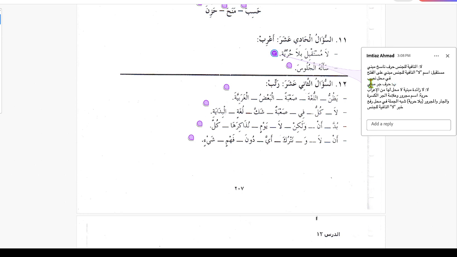fi mahalli nasbin, and ba is harf of jarrin mabni, and la is la zaida mabniyatun la mahalli laha min al i'rab, no place in i'rab, and hurriyatin is ism majrur alamatul jarri al kasra because of ba, and this bila hurriyatin jarun wa majrurun shibu jumla fi mahalli rafin khabar la nafiya to lil jins.